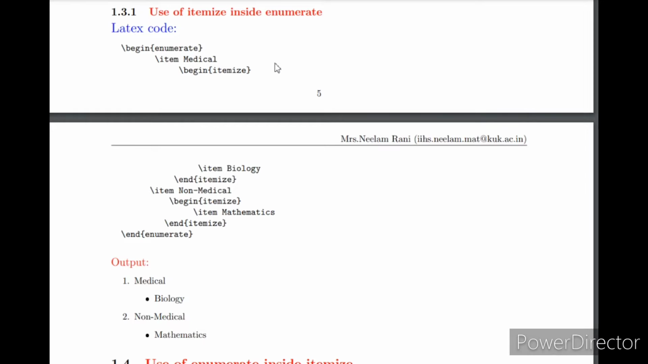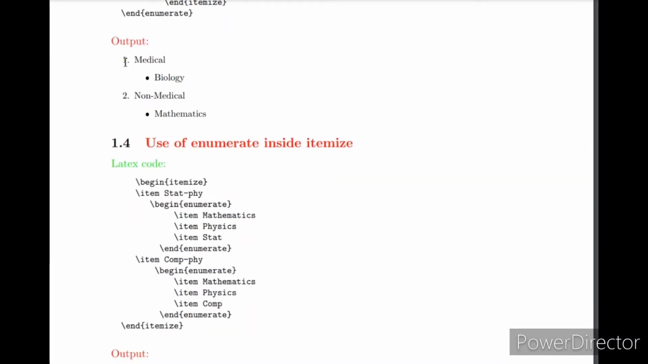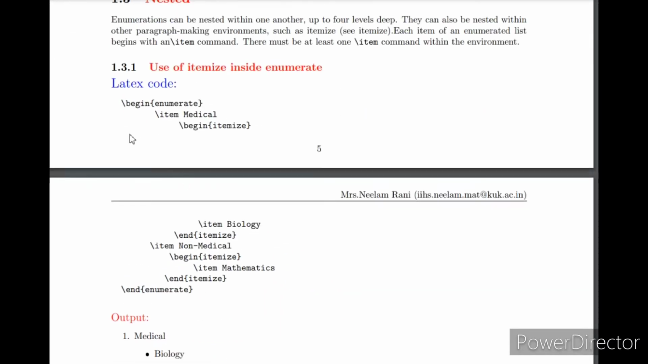Suppose you want to write this output. I am also showing you the output. With enumerate numbering, 1 is medical and 2 is non-medical. Inside medical you want a bullet, that is biology. As you know, medical students have the subjects biology, physics and chemistry up to after 10th, sorry, after 10+2. So how to write this? I wrote the code for this output.